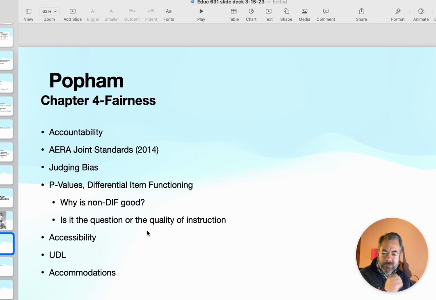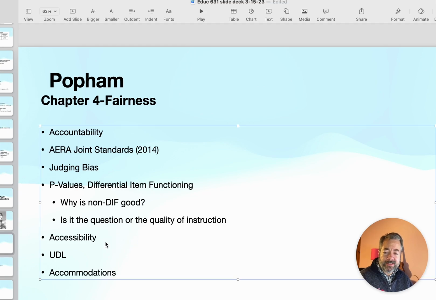And then there was some information in Popham about accessibility, UDL, and accommodations. Accessibility obviously is: can that student access that information, if they have some sort of disability? UDL is trying to make all tests work for everybody, kind of like the ramp going up to the town hall is good for everybody. A person who can walk can use the ramp. A person in a wheelchair can also use the ramp.